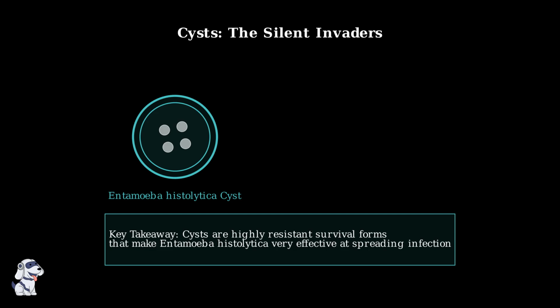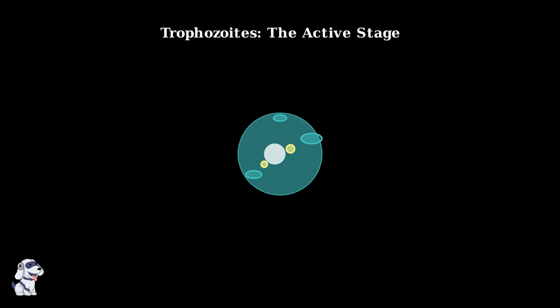Their ability to withstand harsh environmental conditions means they can persist in contaminated food and water for extended periods, waiting for their next host. Now we meet the trophozoites, the active motile stage of Entamoeba histolytica. Unlike the dormant cysts, these are the parasites in action. Trophozoites are the feeding and moving form of the parasite. They have an irregular, constantly changing shape with extending pseudopodia that help them move and capture food.